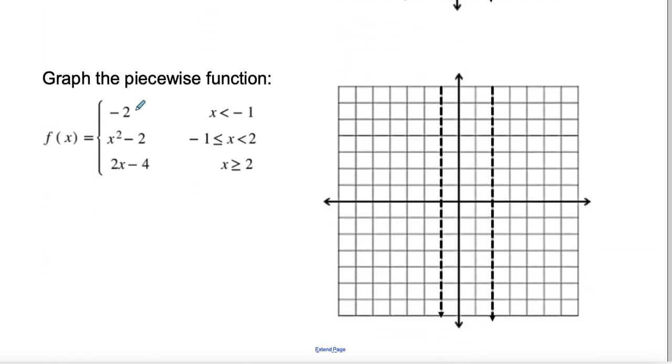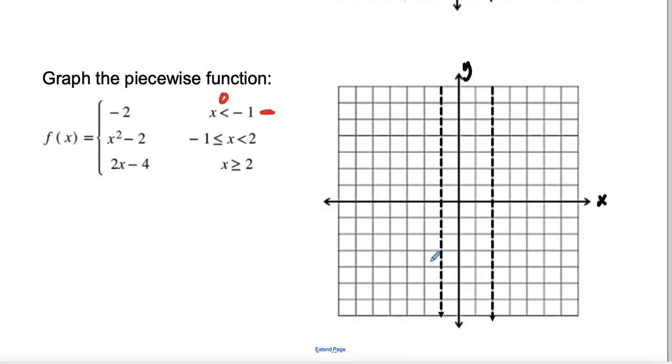Okay, one more piecewise function. So very similar here. We got dividing lines at negative 1 and 2. So I already put 2 vertical lines there so we can see that. Let's label our x and y axes. Okay, so now when x is less than negative 1, we have a horizontal line at negative 2. So this should be easy.